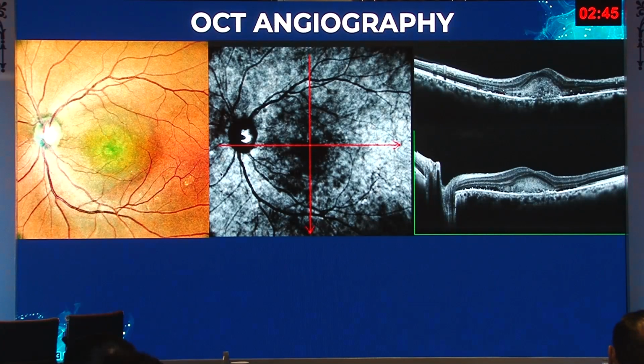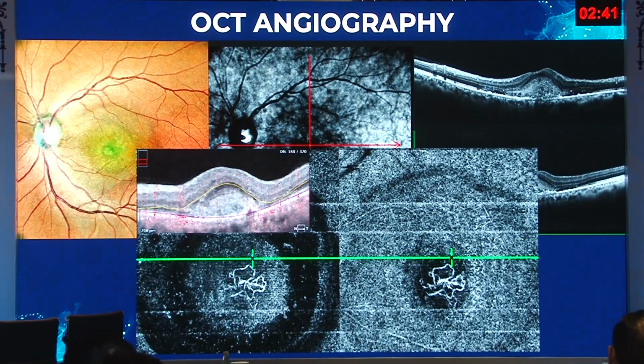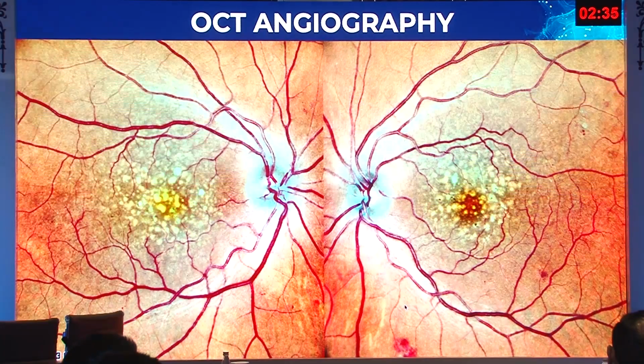So I don't know whether this was a CSCR or whether this was a CNV. So I did an OCT angiography, and you can see beautifully this nice medusa-like network in the deep layer of the OCT angiography. So that's where the angiography is important.